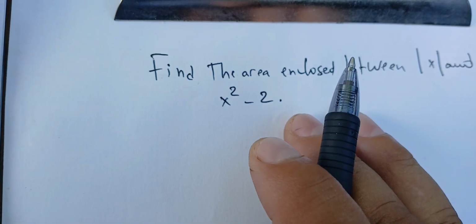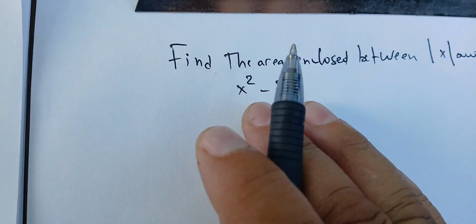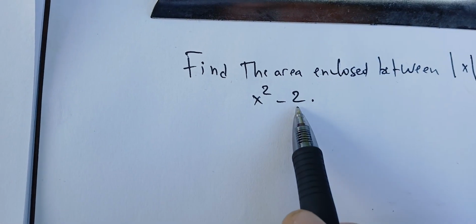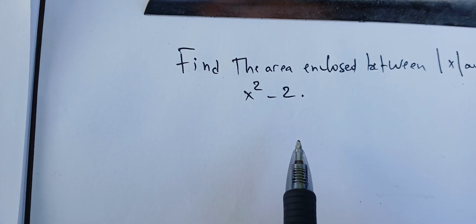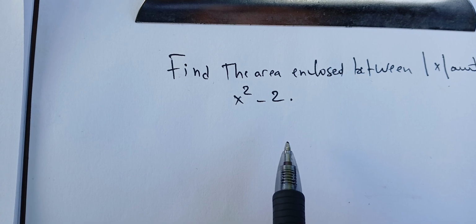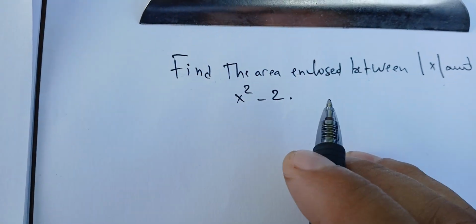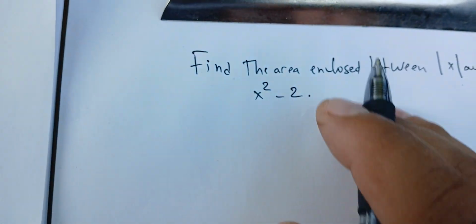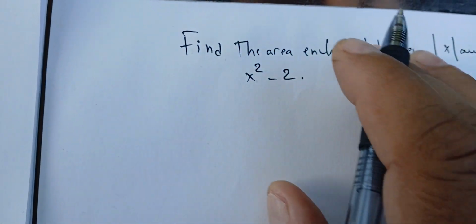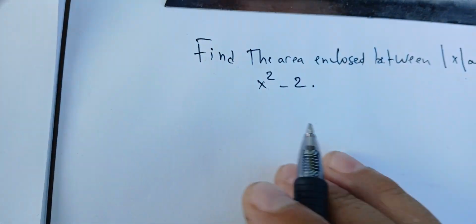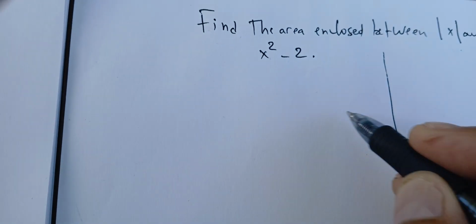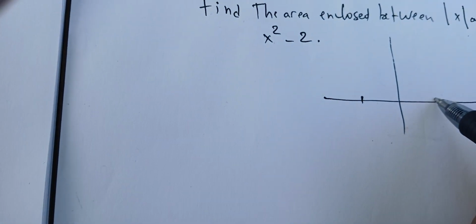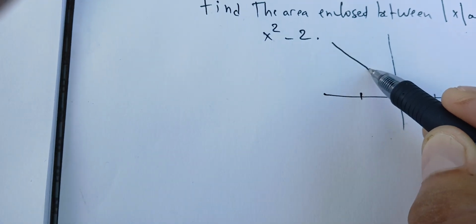Now we're going to find the area enclosed between the curves of the absolute value of x and x squared minus 2. In our case here, we try to learn what we can do to find the area. And I think the first step is we can graph these simple functions. So we know how to graph the absolute value of x.